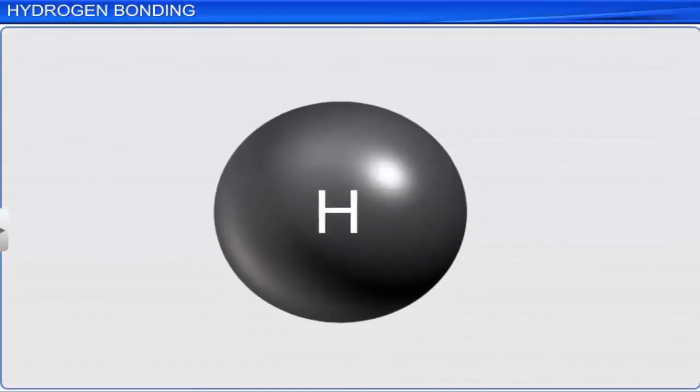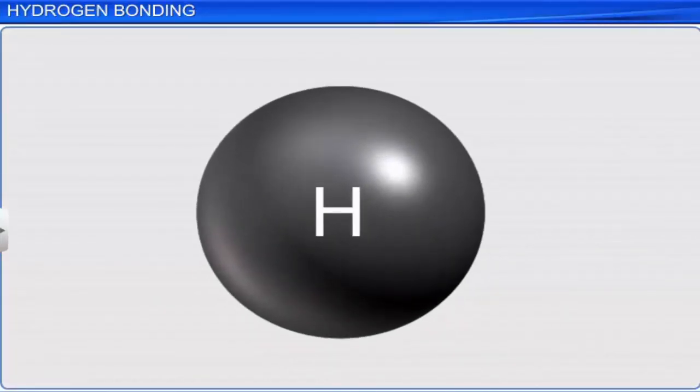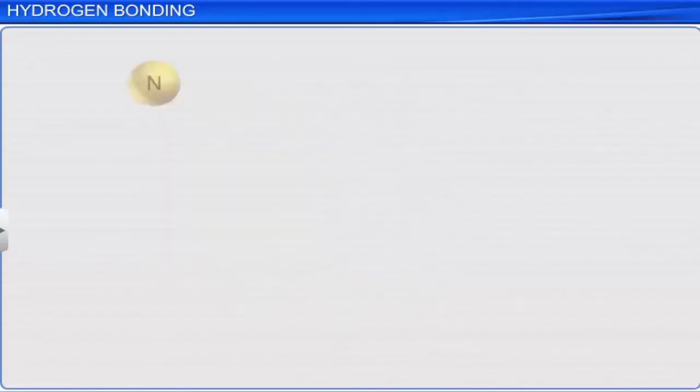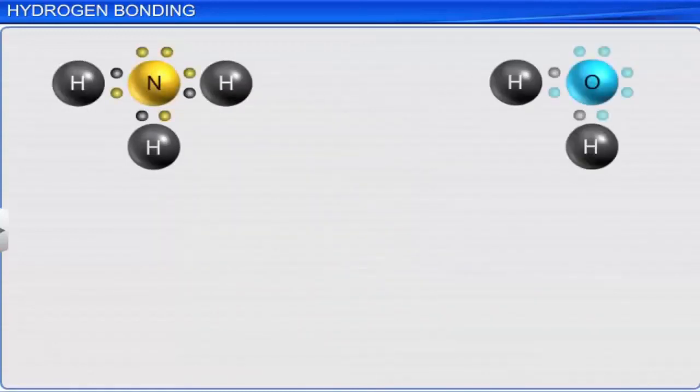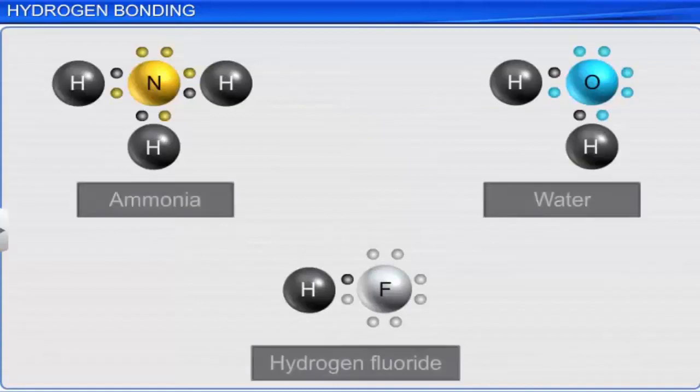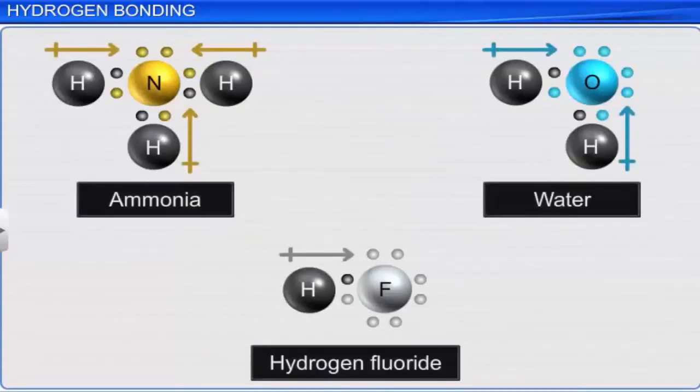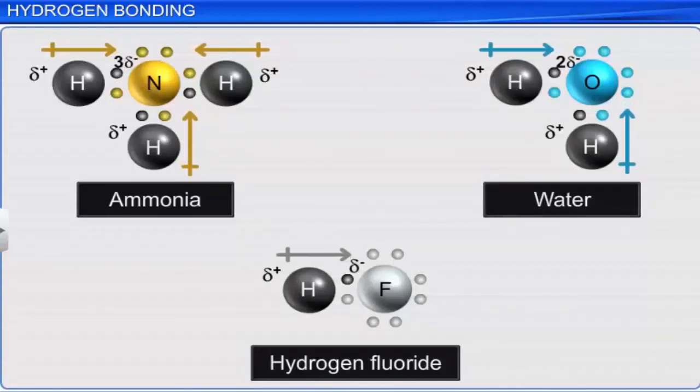When hydrogen forms a covalent bond with highly electronegative elements such as nitrogen, oxygen, and fluorine, the shared pair of electrons is attracted more towards the electronegative atom. Due to this, hydrogen gains a fractional positive charge, while the more electronegative atom gains a partial negative charge, making the bond polar covalent.